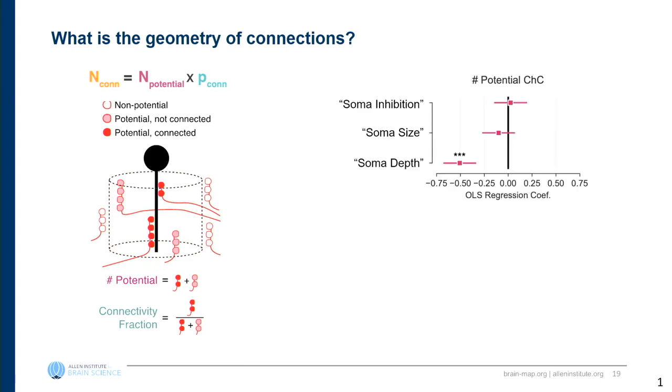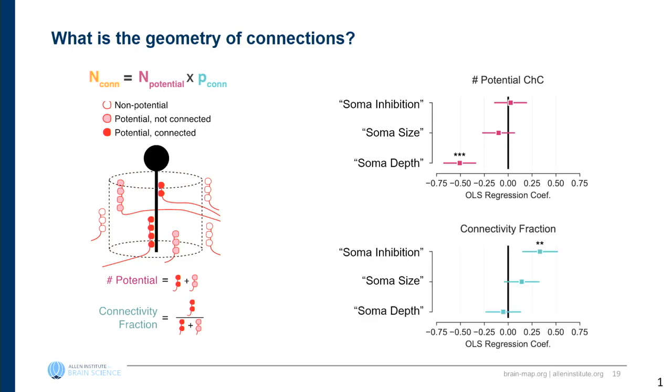So when we do the same regression analysis, we start seeing something really interesting. If you look at the number of potential connections, you no longer see any relationship with somatic inhibition, but you still see this negative correlation with depth. So that suggests as you go deeper in layer 2-3, there are just fewer chandelier axons around. In contrast, if you look at the connectivity fraction, the number of nearby cells that are actually recruited to form synapses, then you no longer see any modulation with depth, but you see this positive correlation with somatic inhibition, suggesting that the more inhibition a pyramidal cell receives at the soma, the more it recruits the nearby chandelier cells to connect to it.